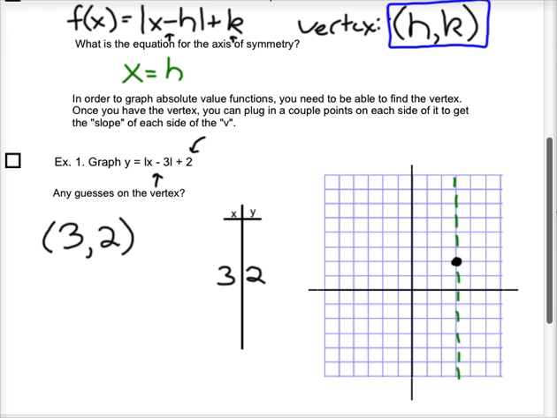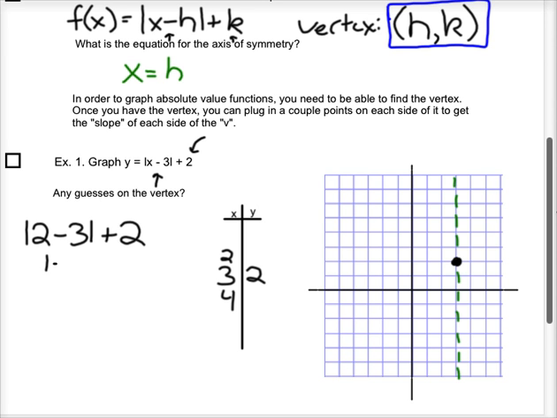So I'm going to start with 2 and 4. Okay, so I'm going to erase this, and I'm going to evaluate my function at 2 and at 4. So I'm going to start with 2. So I'm going to put 2 in for x.